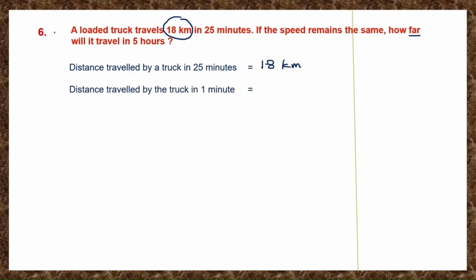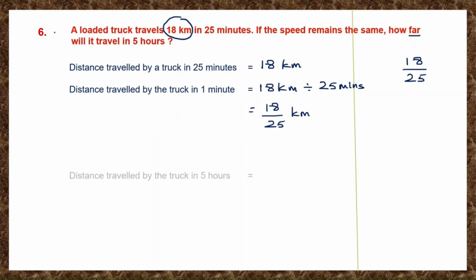Now we need to find how far the truck will travel in 1 minute. So distance traveled by the truck in 1 minute will be 18 kilometers divided by 25 minutes. So let's do this division. Now if you take 18 by 25, as you can see, this can't be reduced further. So we will leave it as 18 by 25. Because it's a distance, we write kilometers. So distance traveled by the truck in 1 minute is 18 by 25 kilometers.